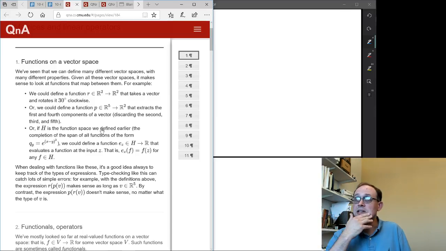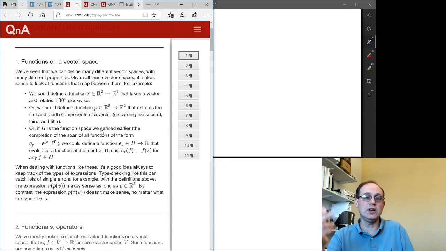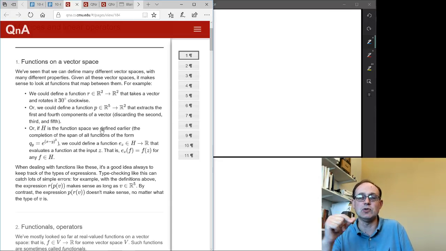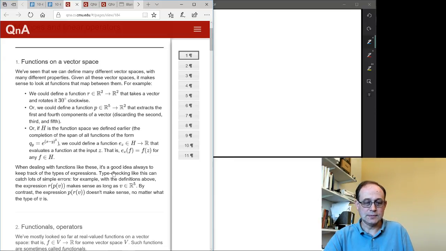And sometimes it also helps to ask yourself, what is the type of each one of the functions, right? You could have some complicated definition of a function, and it helps to think, what vector space does it take as input? Or possibly if it takes more than one argument, what vector spaces does it take as input? And then on the other end, what does it provide as output? All right.